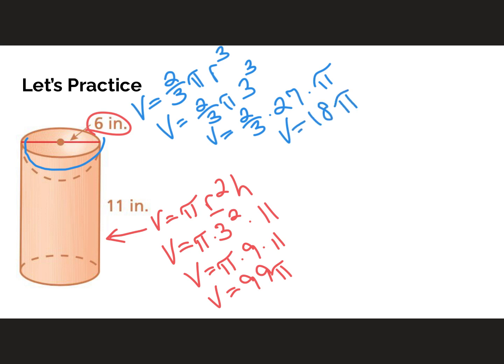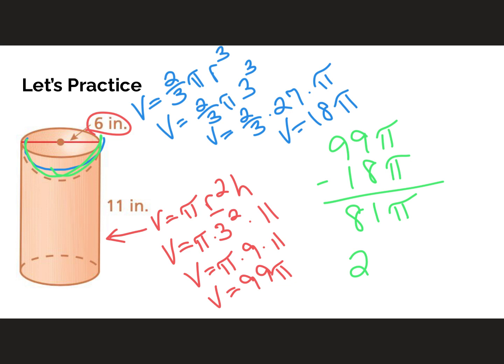So again, in this case, because the hemisphere is scooped out of it and it's not added to it, we're going to subtract. So I've got 99 pi minus 18 pi, which gives me 81 pi. Again, I can multiply that out. 81 times 3.14 to get an approximate volume of 254.34 cubic inches.